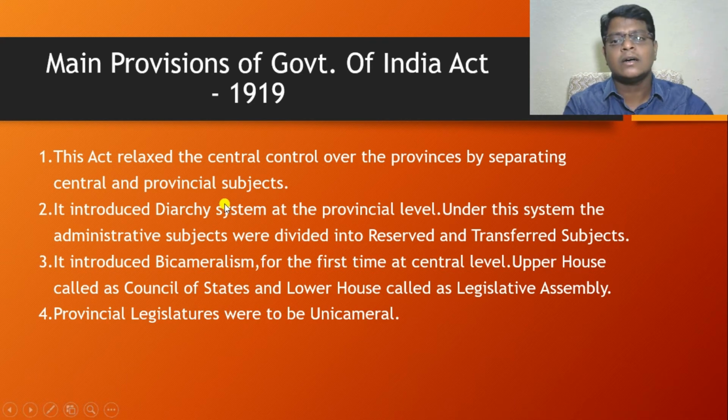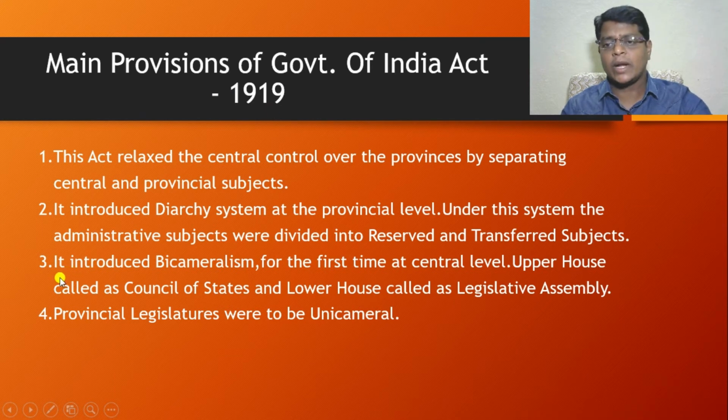So this is the system of diarchy. At which level was diarchy introduced? Provincial level. This is the divide and rule policy. British ministers enjoyed the ultimate powers, whereas the Indian ministers, who enjoyed the transferred subjects, had limited powers. This is one provision introduced by the Government of India Act 1919.